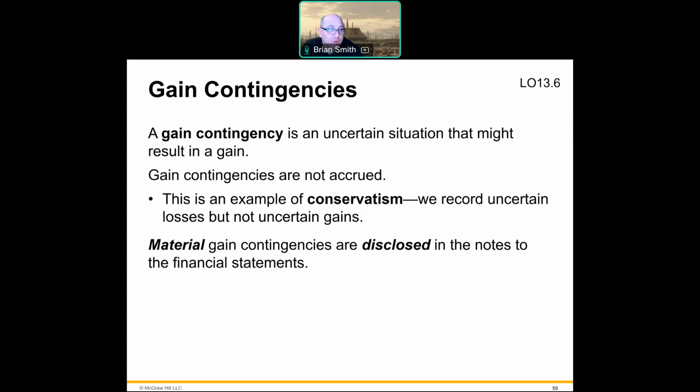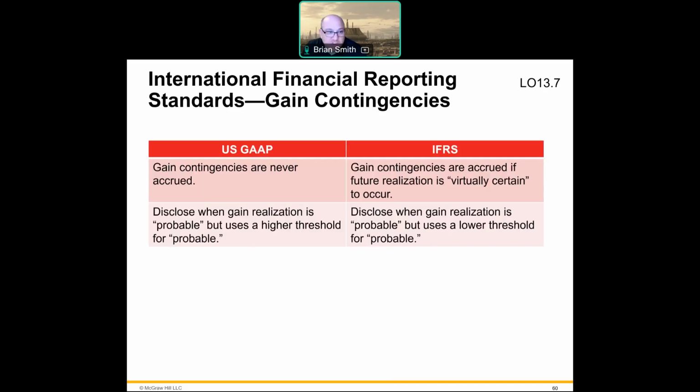I hate IFRS. A gain contingency is an uncertain situation that might result in a gain. In this case, you're suing somebody else. You have some situation where you're going to gain money, I don't want to say for no reason, but for no effort on your part. So we disclose these in the notes just because we don't know for sure, and we want to take the conservative approach.